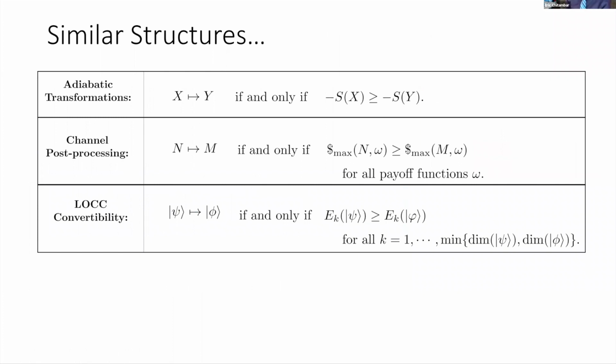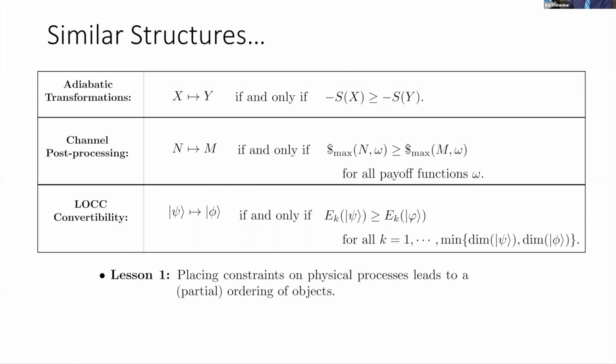All right, here's the summary slide of what we've discussed so far. So I've given you 3 seemingly very different problems in different subjects, but they have this similar structure in terms of converting one object to another under restricted operations. And it's determined by some set of functions. So lesson 1 for this workshop, or at least my lecture of the workshop, is that placing constraints on physical processes leads to a partial ordering of objects. It could be a total ordering in the case of adiabatic, okay, but in general, it's some partial ordering.